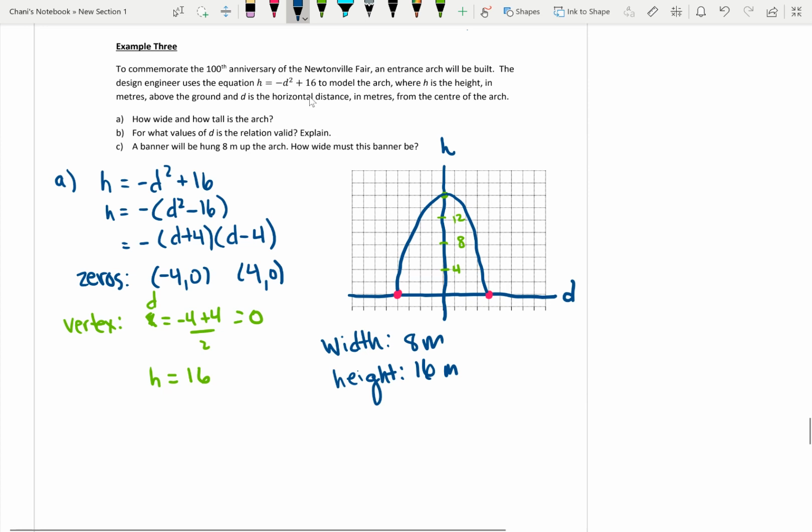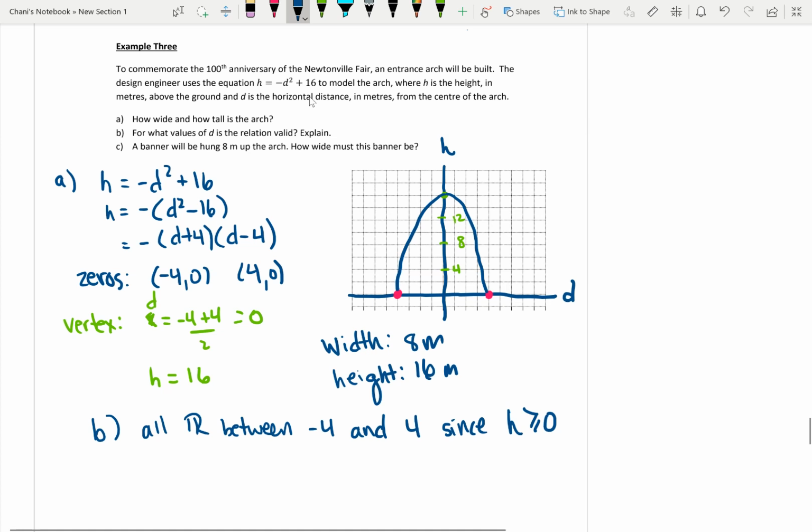For what value of d is the relation valid? Explain. So for this, we would say all real numbers between negative 4 and 4, since height has to be greater than or equal to 0. Okay, the height of the arch has to be above the ground, and those are the values for which h is above 0.